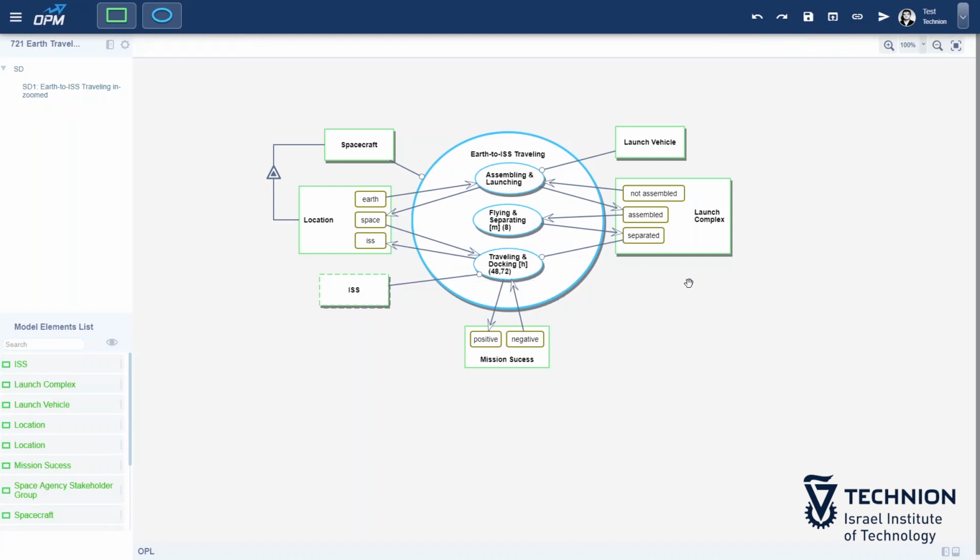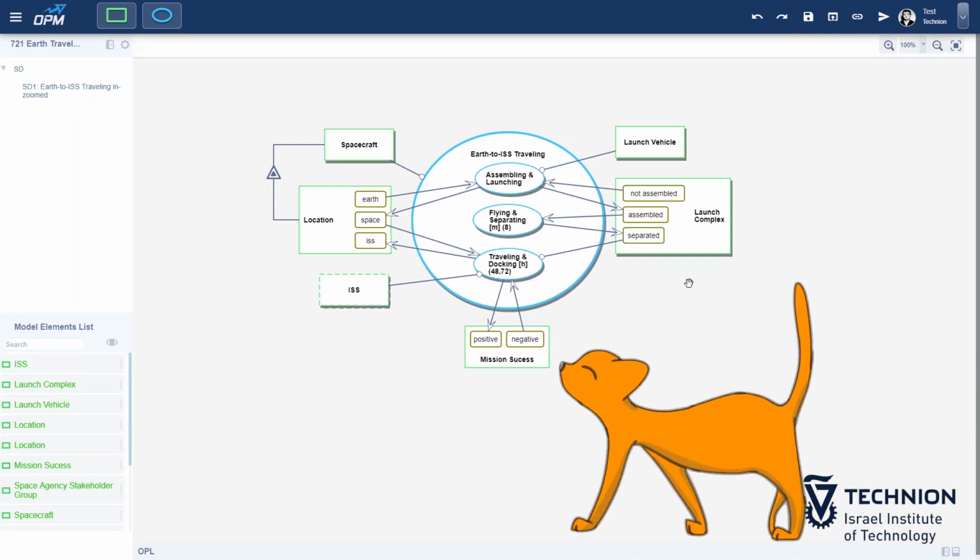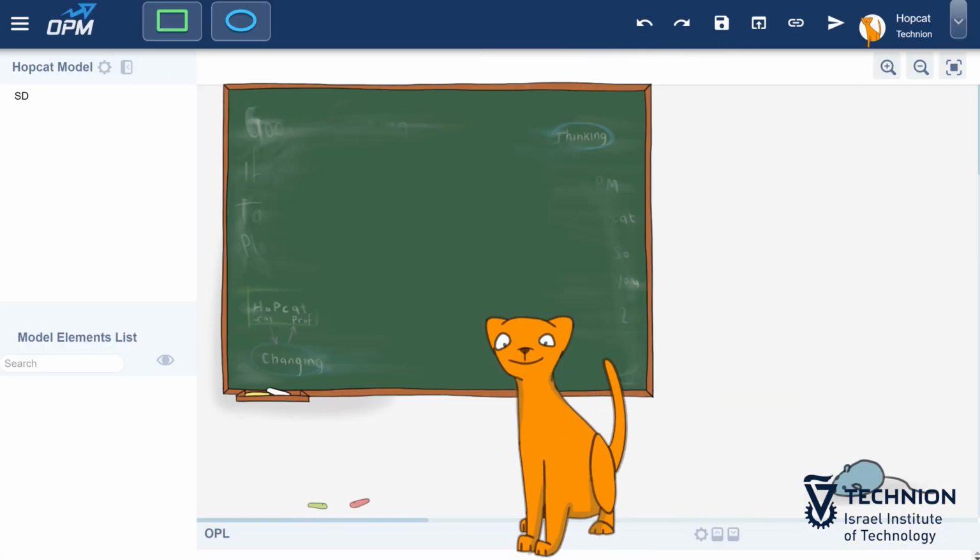Safety is paramount. Good thing you have Hopcat to keep you company, even though his cat food can sometimes make a mess.